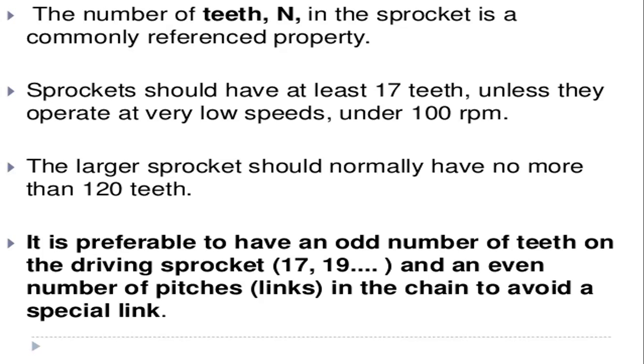And next, it is preferable to have an odd number of teeth on the driving sprocket, that is 17, 19, 21, or this type of odd number of teeth, and an even number of pitches, that is the links in the chain drive, to avoid a special link.